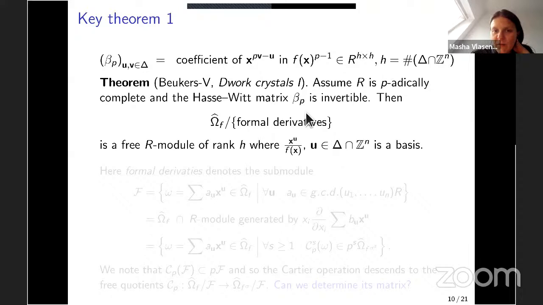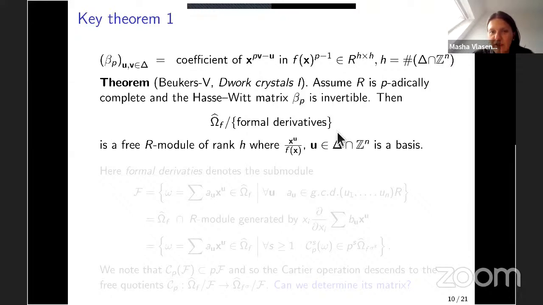So this is a finiteness result, sort of finiteness of cohomology result, which does not assume smoothness of the hypersurface, but the p-adic Hasse-Witt condition is required. Now let me explain what formal derivatives are.